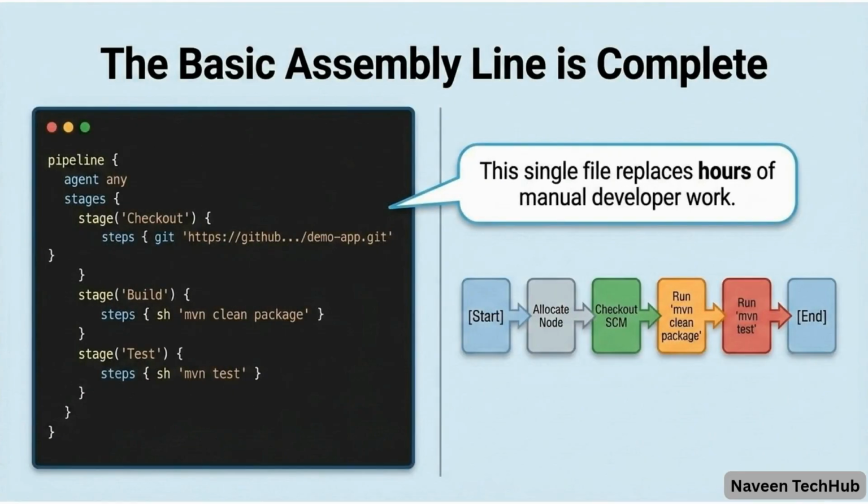At this point, we already have a basic CI pipeline. Jenkins gets an agent, checks out the code, builds the application, and runs the tests. What previously required several manual commands is now described in a single Jenkinsfile. This is the foundation of pipeline as code.